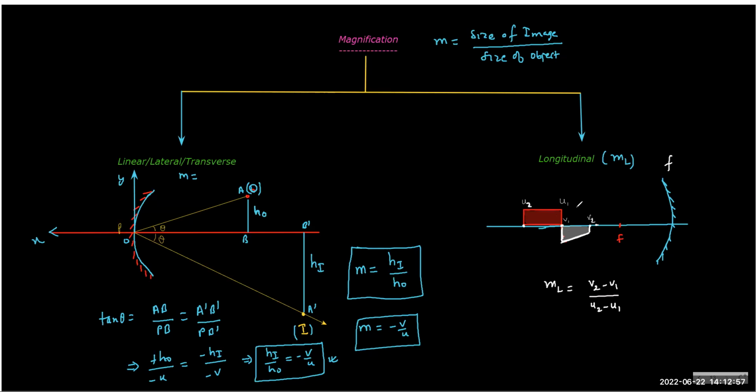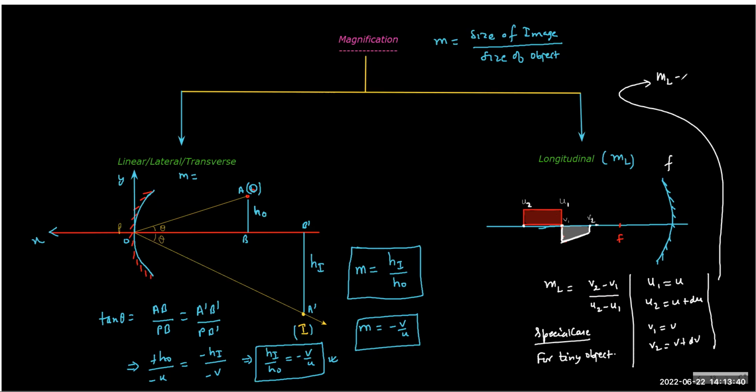Now this is very important in a certain situation. So what if U1 and U2 are very close? So now we have something called a special case, for tiny objects. It becomes really interesting. If I call U1 as U and U2 as U plus dU, very close, and V1 as V and V2 as V plus dV, slightly ahead. In such a scenario, what I'm writing here becomes the differentiation of V with respect to U.